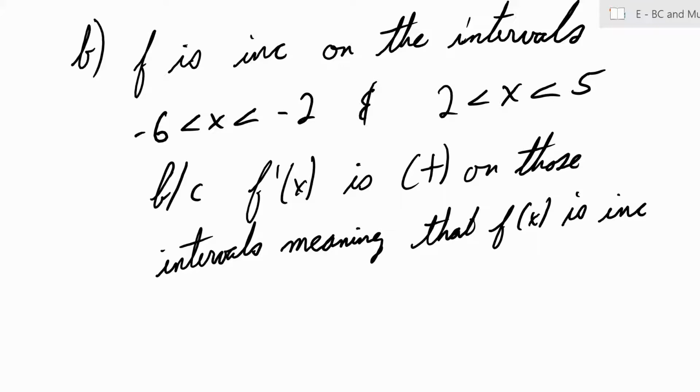I just write positive like that. You should probably write it out, but that would be a perfect explanation as to why f is increasing on those intervals, and that's part B.